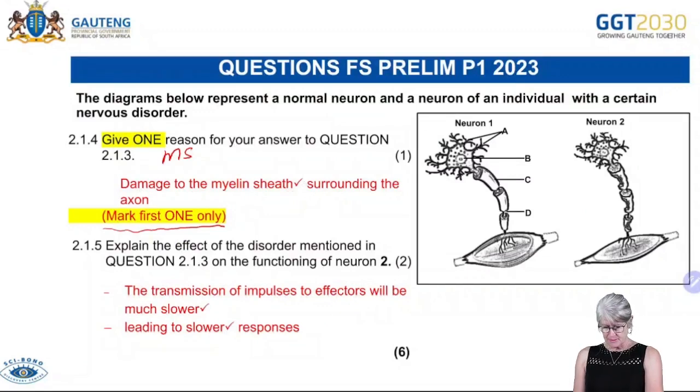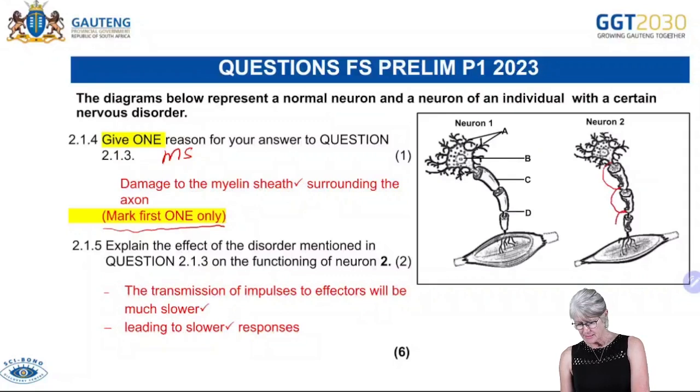Okay. Then the next question they ask us is explain the effect of the disorder mentioned. So what happens now is when it's broken like that, my impulse doesn't travel as nice and cleanly as it would normally along the axon. So it's going to slow down the transmission of the impulse. It's going to be much slower, which is then going to lead to slower responses. So I'm not going to be able to react as quickly as I need to always. All right.